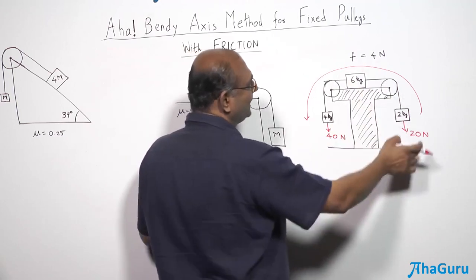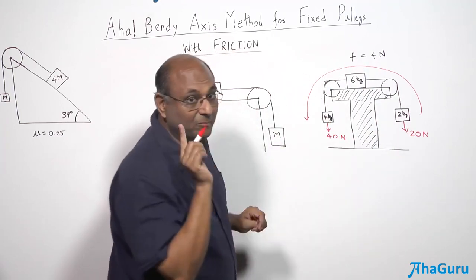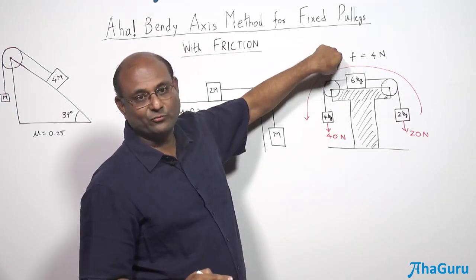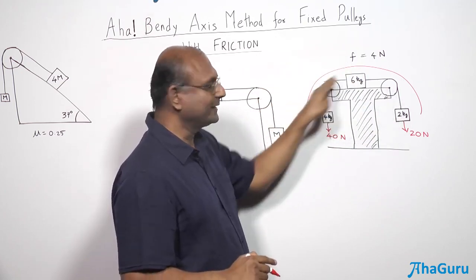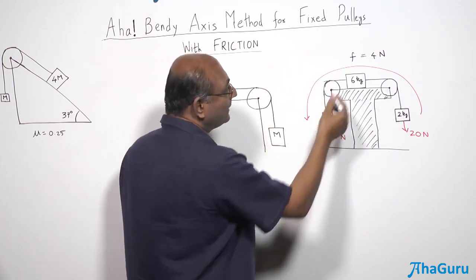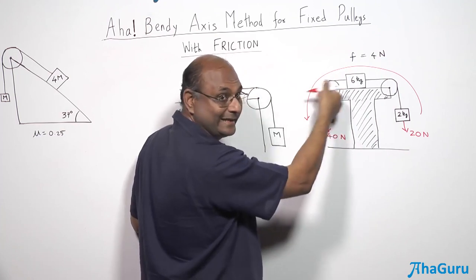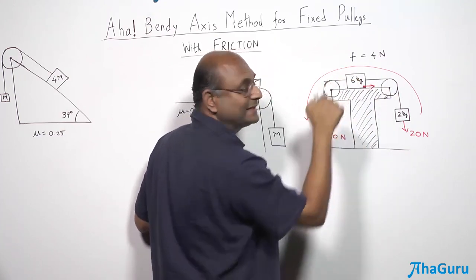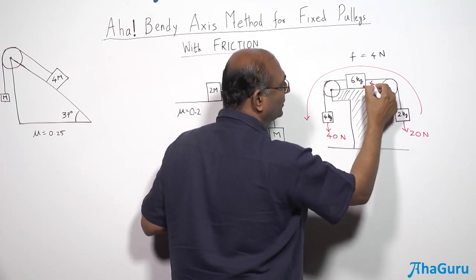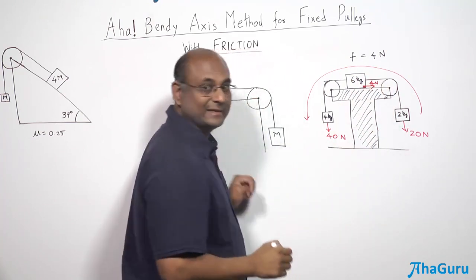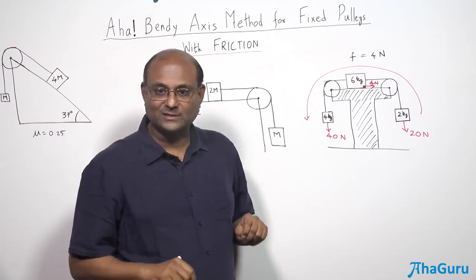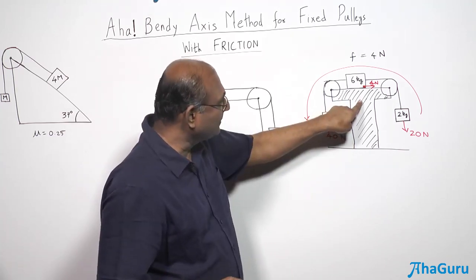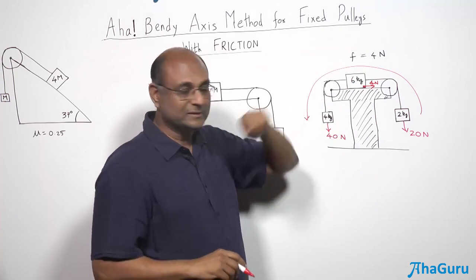Okay, so if I now look at this, which direction do you think it will move if there was no friction? Clearly it is going to move like this. Okay, so that means the 6 kg block will slide like this. So that means there is going to be a friction force in this direction, which is 4 newtons. And that is an external force. That is the force exerted by the table on this block.